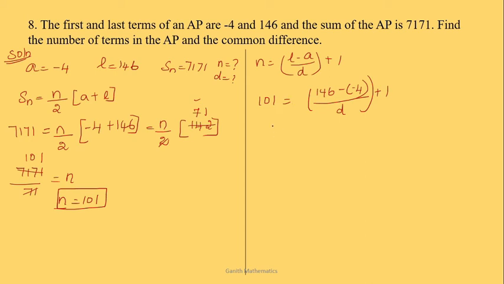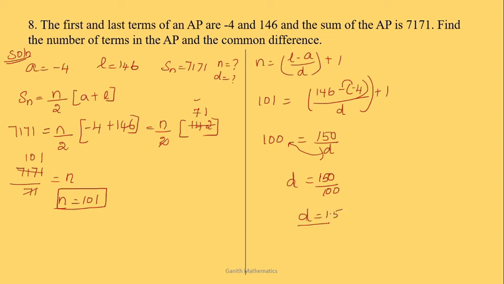So 101 will be 100. So 100 is equal to, minus into minus will be plus, so 146 plus 4 will be 150, divided by d. I am in need of d, so I can interchange these two values. So d is equal to 150 divided by 100. So d is equal to 1.5.